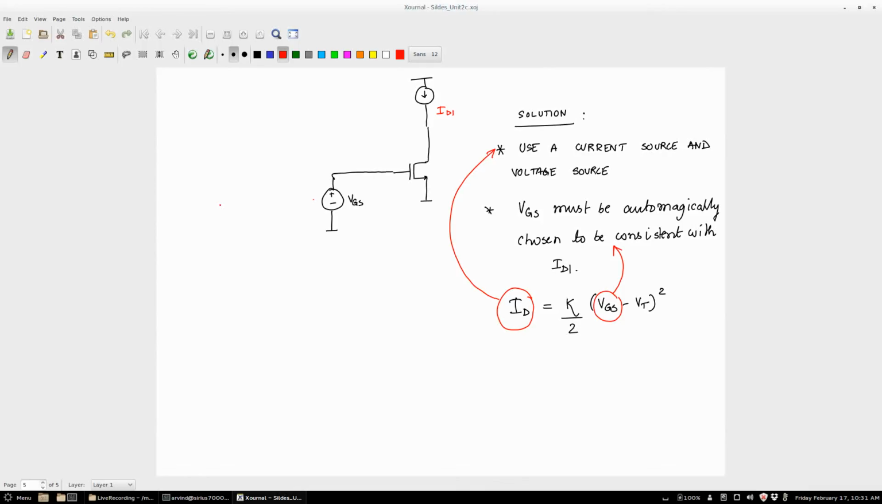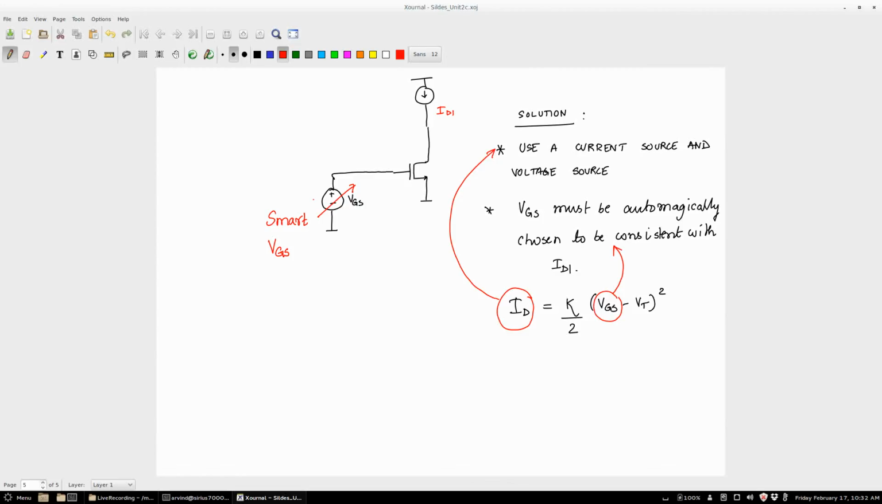Okay. So the solution is that I can have a current at my output. I can use a source on the output to set the bias point. However, I will also need to choose my VGS in an intelligent way. Right? So this VGS now has to be a smart VGS, like a smart city. Right? So why should it be smart?